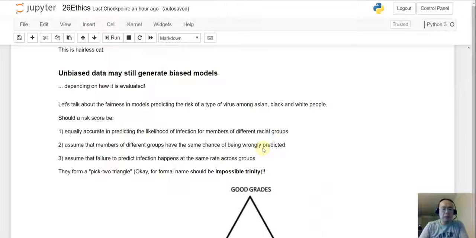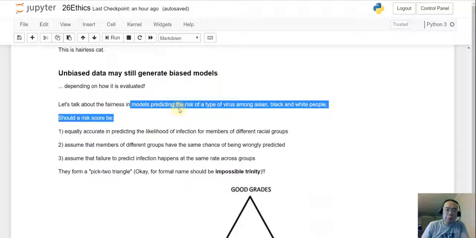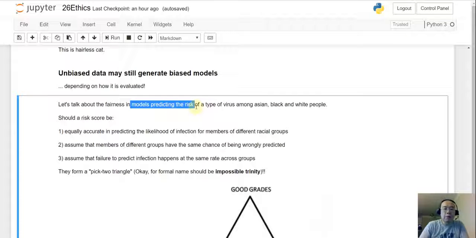But if we are dealing with subgroups, now it is a new story. Let me give you an example. Suppose we have a model to predict the risk of a type of virus among Asian, black, and white people.